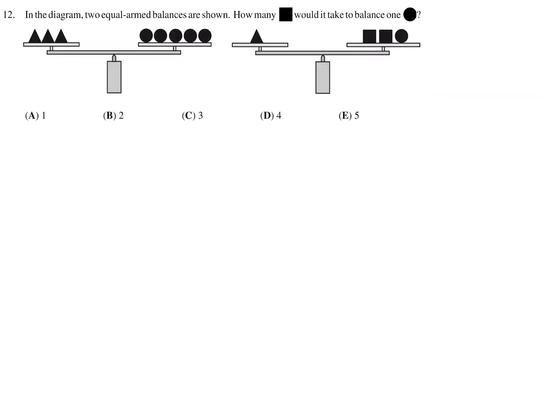In the diagram, 2 equal armed balances are shown. How many squares would it take to balance one circle? So in the first one here, if I were to draw an equation, it would be 3 triangles are equal to 5 circles. Okay, I shade in the circle to ensure that you don't mistake that for a 0. And in the second balance, you've got 1 triangle is equal to 2 squares plus 1 circle. All right? And that's all the information they give us. Now, they want you to figure out how many squares are equal to 1 circle.